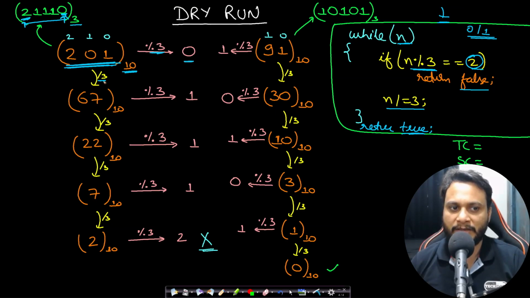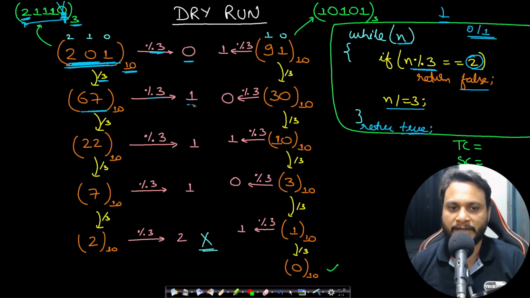So if you get this as 2, then you can immediately return false, but you didn't get it. So you divide by 3. What is the effect of dividing by 3? If you divide by the base of the number system, like 201 divided by 10 will give you 20. That means one time right shifting. So if you divide this by 3, it will do one time right shifting, and the least significant digit will be lost. Now you have 2111, which is equivalent to this 67 in base 10.